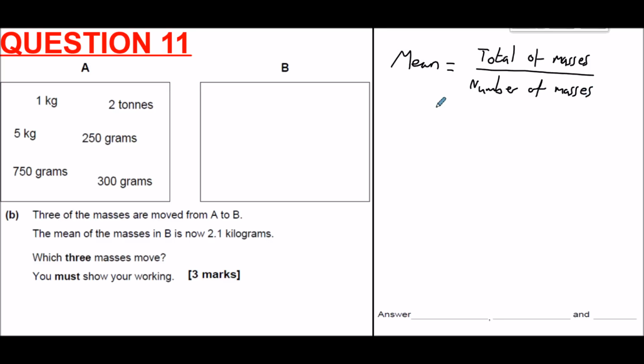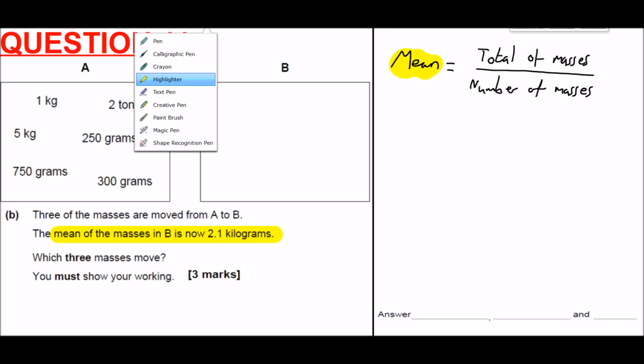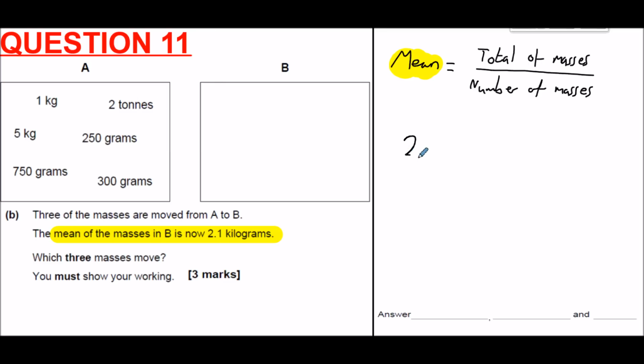So let's see what we can put into this equation for the mean. We're actually told a few things already. We're told that the mean in B is now 2.1. So if we substitute 2.1 for the mean, because we've been told that's what it is, we can make a bit more progress.